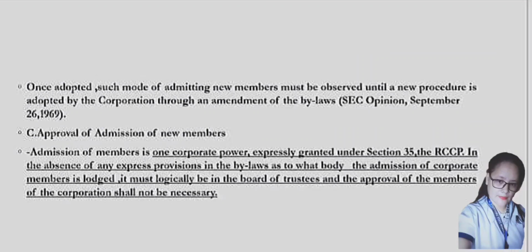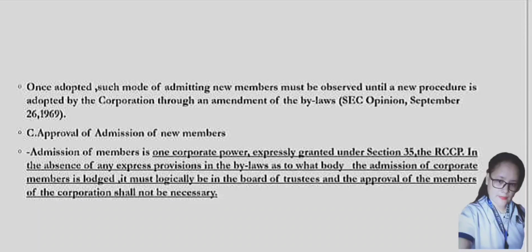Once adopted, such mode of admitting new members must be observed until a new procedure is adopted by the corporation through an amendment of the bylaws, according to an SEC opinion on September 26, 1969. Approval of admission of new members. Admission of members is one corporate power. Take note of the underlined word, expressly granted under Section 35 of the RCCP.